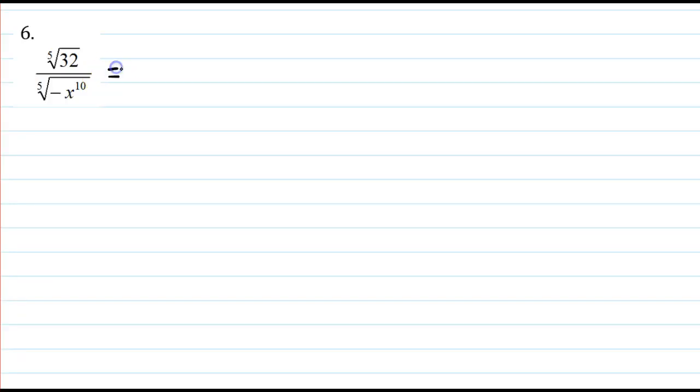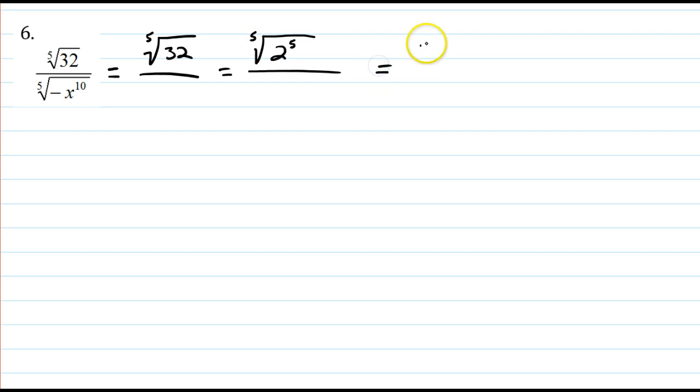Alright, let's look at number 6, the fifth root of 32, and we'll do the top first. So 32 can be written as 2 to the fifth, so the fifth root of 32 is just 2. So now here, when you have the fifth root of negative x to the 10th, we want to take care of this negative first, and so the fifth root of the negative is just going to be a negative. It's like the fifth root of negative 1 would be negative 1, so we're going to make our answer negative.